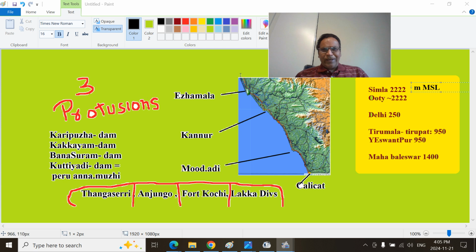Anything in Kerala below 10 meters is the lowland, 10 to 100 meters is the midland, and anything above 100 meters is the upland region in Kerala or Malabar.